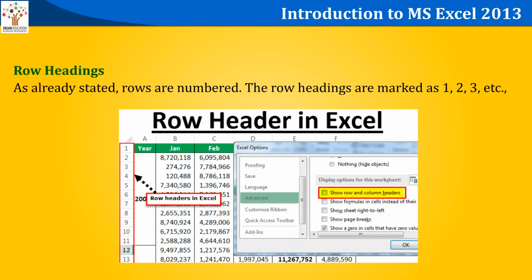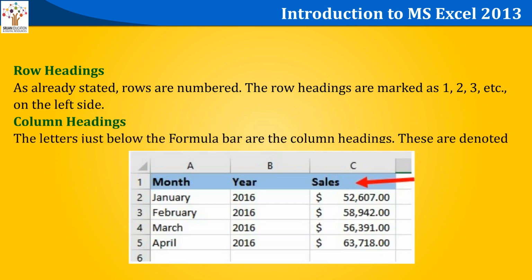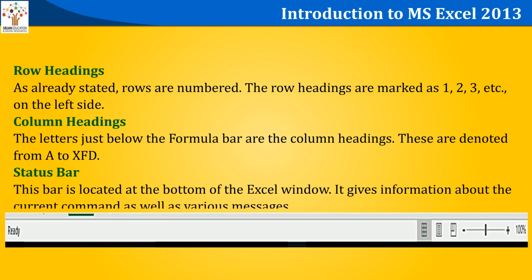Row headings. As already stated, rows are numbered. The row headings are marked as 1, 2, 3, etc. on the left side. Column headings. The letters just below the formula bar are the column headings. These are denoted from A to XFD. Status bar. This bar is located at the bottom of the Excel window. It gives information about the current command as well as various messages.